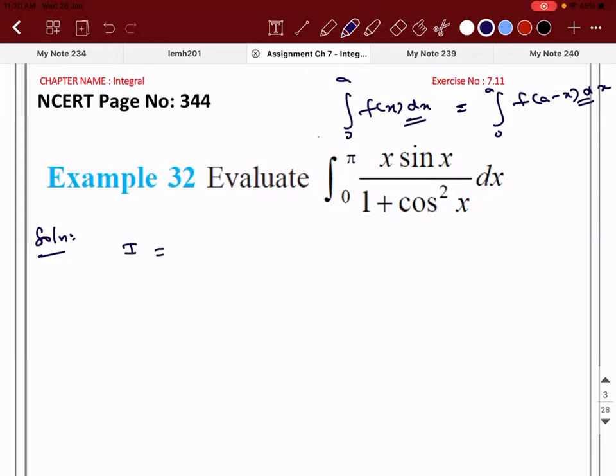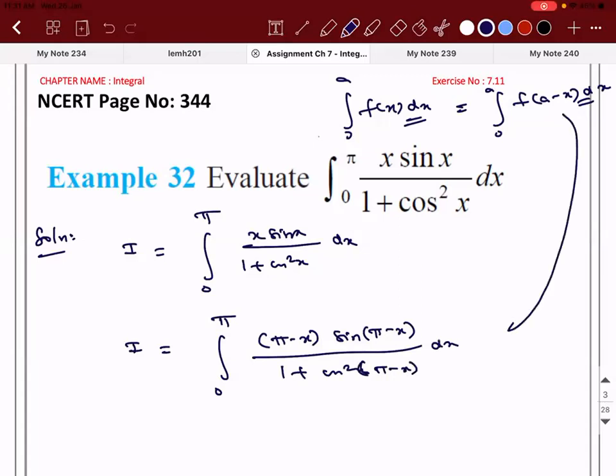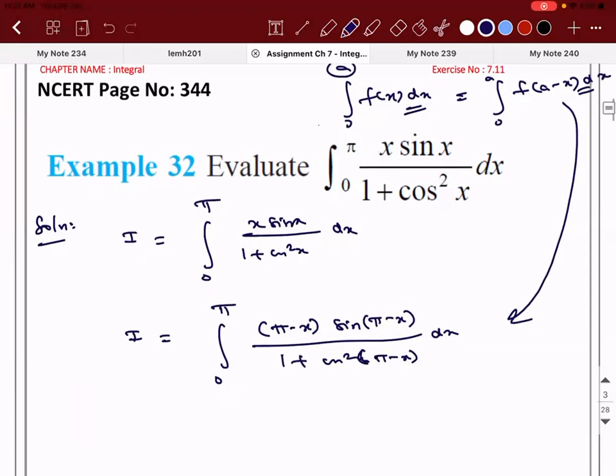I'll take the question as the integral of 0 to pi of x sin x divided by 1 plus cos square x dx. The same I will write as the integral of 0 to pi of pi minus x into sine of pi minus x divided by 1 plus cos square of pi minus x. So what I used is this property: wherever x is there, I replaced it with the upper limit minus x. The upper limit is pi, so I replaced it with pi minus x.